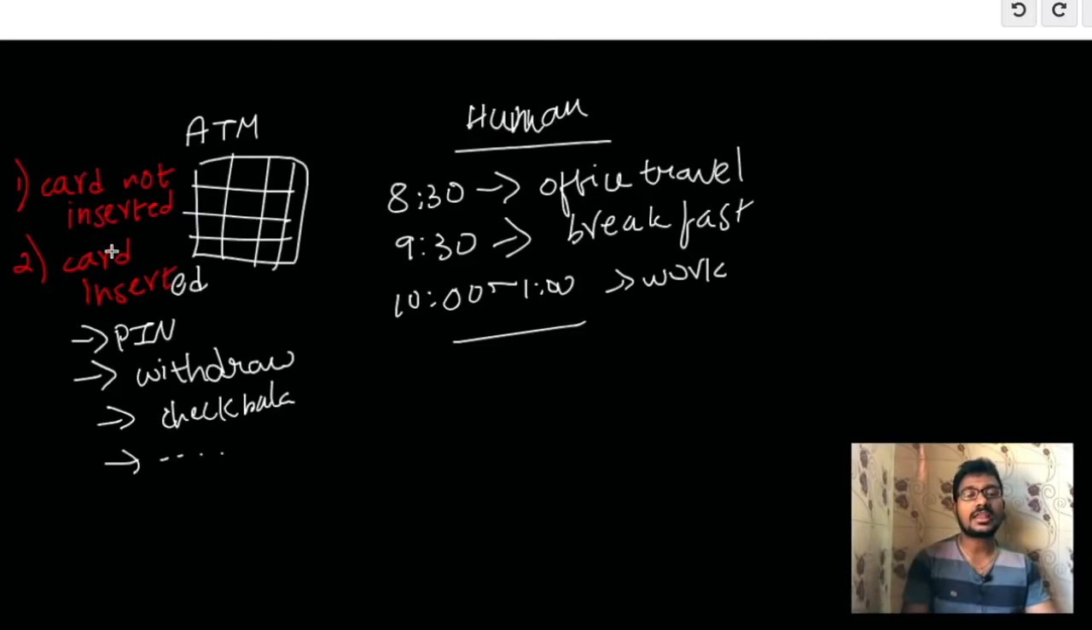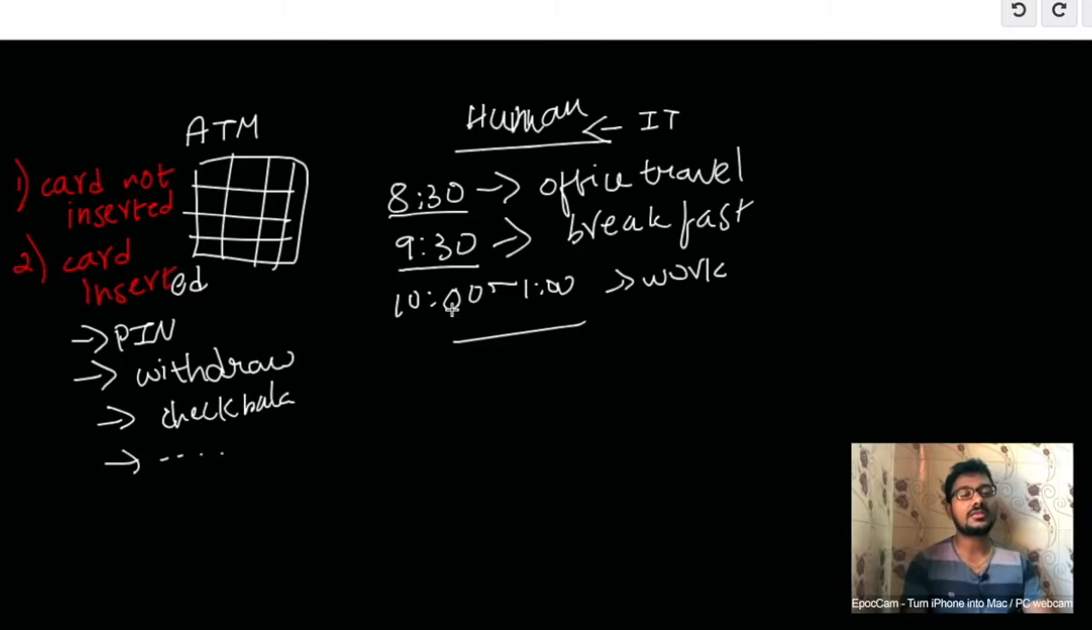So this is one of the real life examples, and this is another real life example. If we consider human life, we are also falling under the state design pattern. If this human is an IT professional, he always does some work, some behavior, based on time. For example, every day at 8:30 he will travel to office. This is one of the states. The second state is 9:30 AM, when he will have breakfast. And another state is 10 AM to 1 PM, when he will work in office.